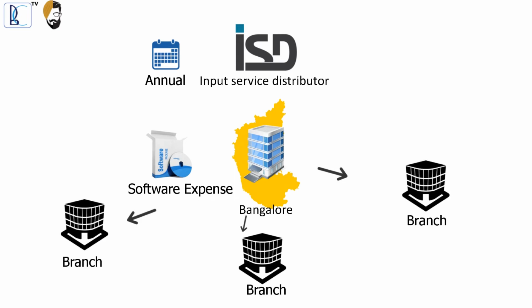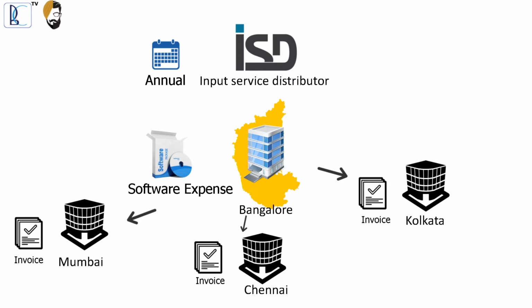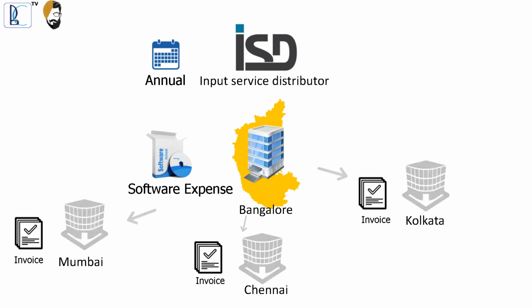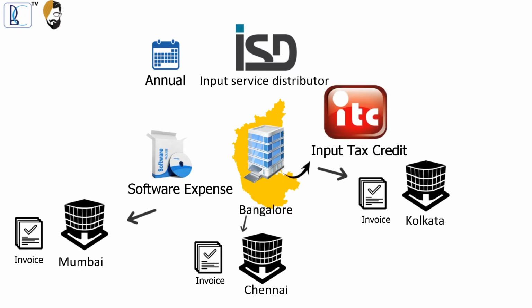Example 1: Head Office Bangalore, the ISD, incurred annual software expenses on behalf of all its branches, namely Chennai, Kolkata and Mumbai, and received the invoice for the same. Since the software is used by all its branches, the input tax credit of the entire services cannot be claimed at Bangalore. The ITC has to be distributed to all the three locations on a proportionate basis in the ratio of the turnover of all such recipients that are operational during the year.